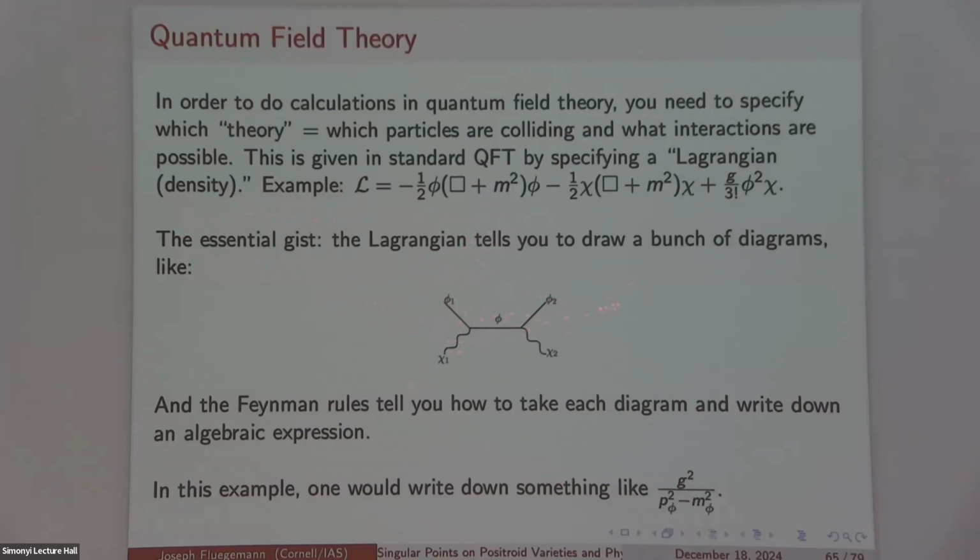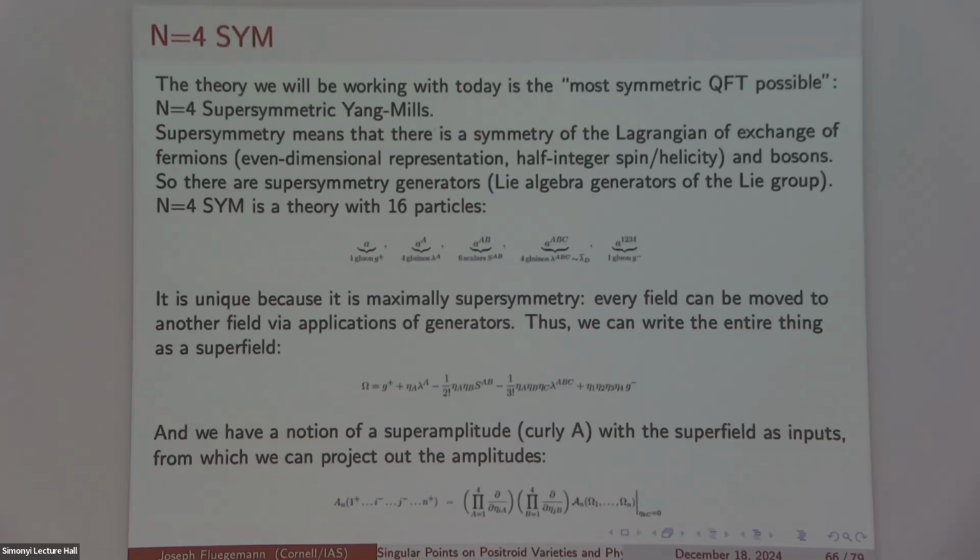showing interactions of particles. And then the Feynman rules tell you how to take these diagrams and put down an algebraic expression. Then you sum up a bunch of these up to some order, and that would give you the amplitude that you're interested in computing. For N equals 4, this usually is not described in terms of a Lagrangian, but in terms of these particles, and you can write them in this nice way.